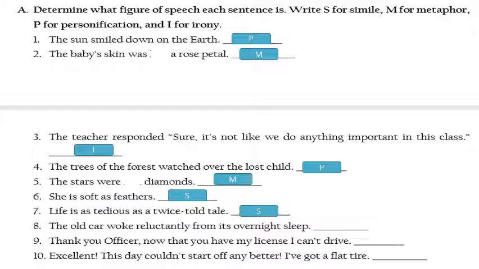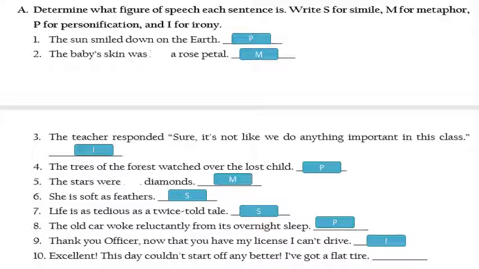The old car woke reluctantly from its overnight sleep. So would the old car wake up? For sure no, because it doesn't sleep at all. Only humans are those who sleep, so it is personification. Thank you, officer. Now that you have my license, I can't drive. Could someone who doesn't have his license say thank you to the officer? For sure, no. So it is irony.